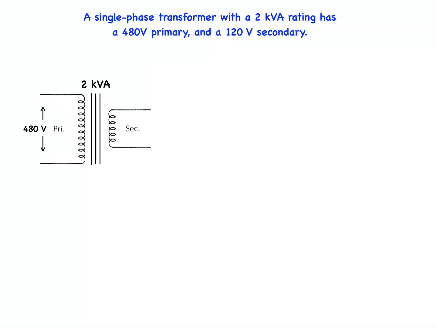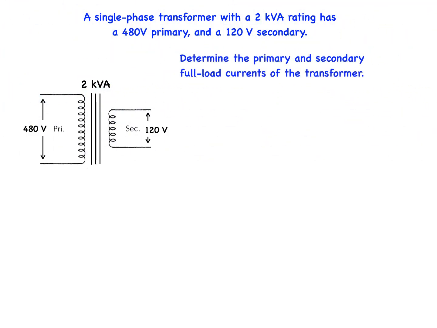A single-phase transformer with a 2 kVA rating has a 480 volt primary and a 120 volt secondary. Our task will be to determine the primary and secondary full load currents of this transformer.